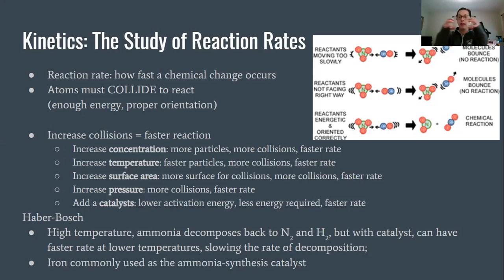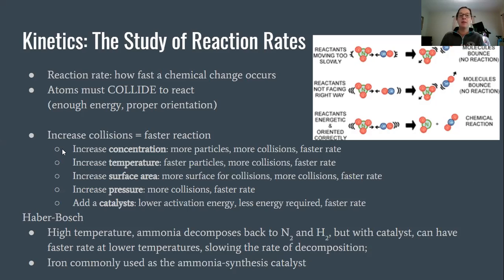So if they bounce together like this, it might not work. But if they come together kind of twisted instead and they can bond, then it would work. Each reaction would have a different proper orientation, but proper orientation is important. So you can see in this image to the right here, that if reactants are moving too slowly, the molecules will just bounce off of each other and there's no reaction. And if the reactants aren't facing the right way, the molecules will still bounce off each other and there's no reaction. But the last one, if both things are just right, a chemical reaction will occur.